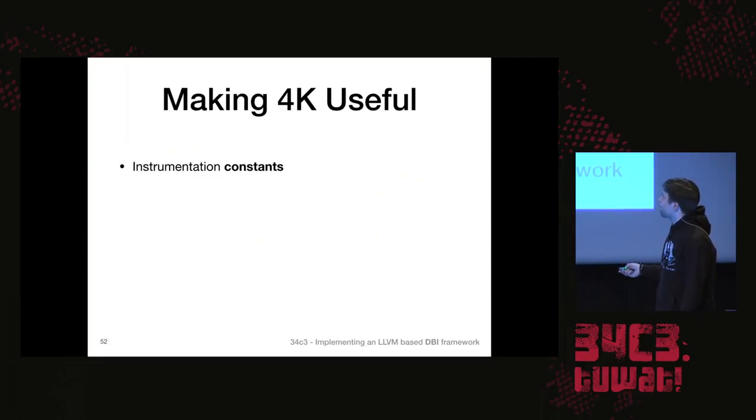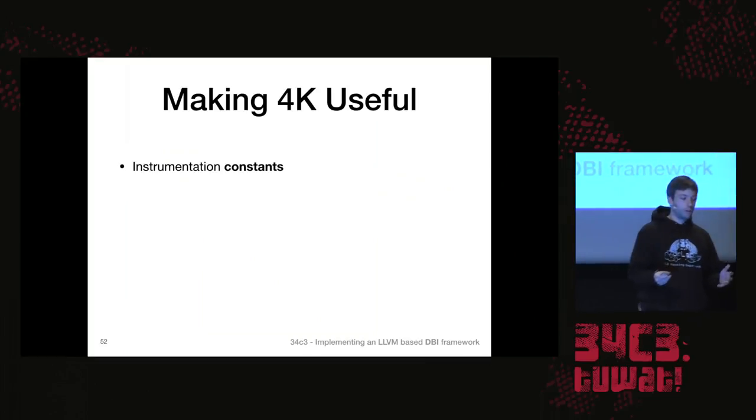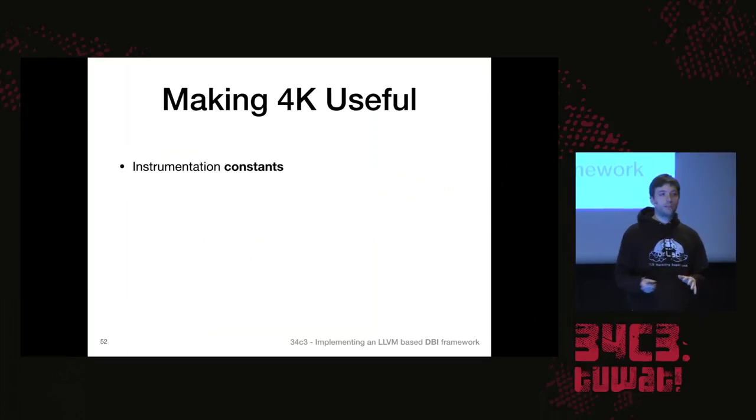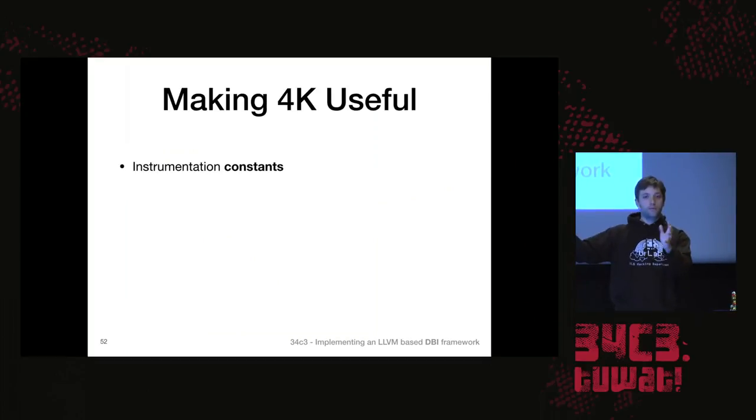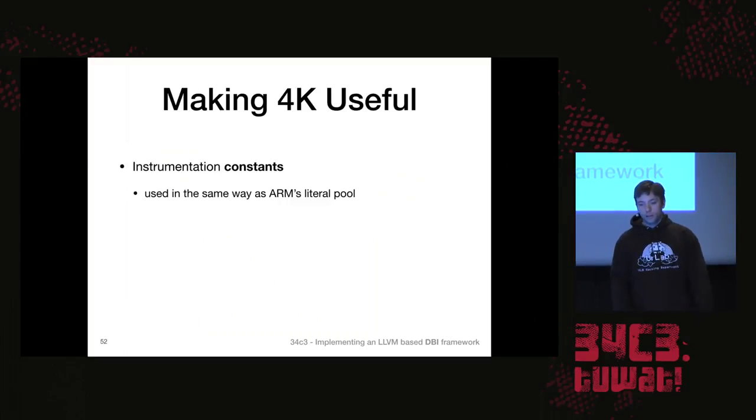So the instrumentation constant, as you've seen in the patch example, we wanted to replace the program counter and load a constant. This works very well under x86, where you have a MOV with a 64-bit immediate into a register, but that's because it's a CISC instruction set. Under ARM, you're very limited in the size of the immediate you can load into a register. So we use this constant space in the same way as an ARM literal pool.